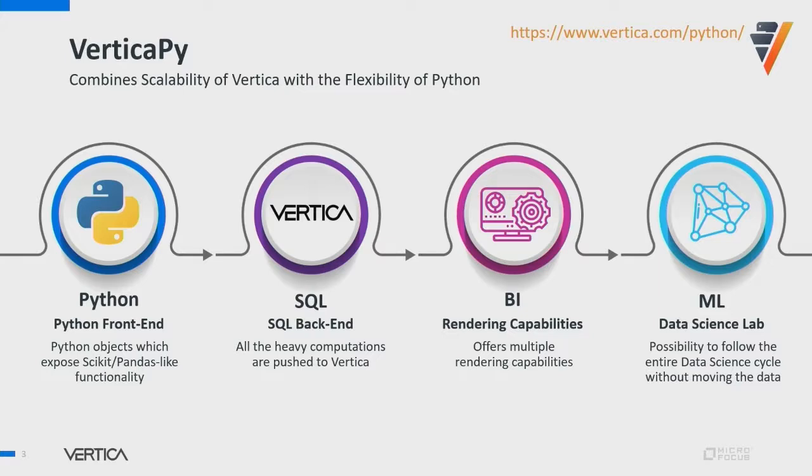Vertica is a columnar MPP platform. It provides you horizontal scaling, built-in highly scalable algorithms, open architecture, and is enterprise ready. Python, on the other end, brings its own benefits. It has a very high level of abstraction.